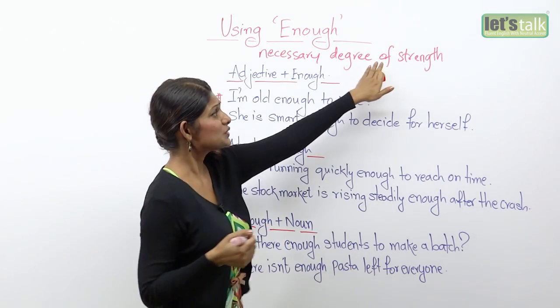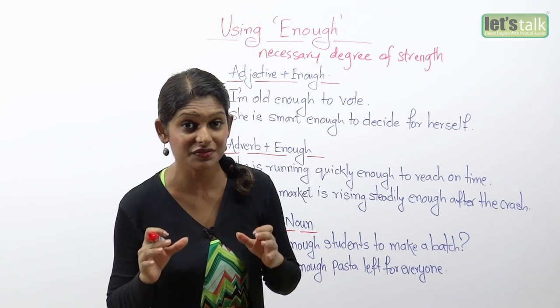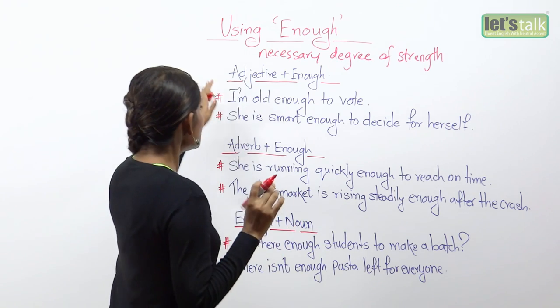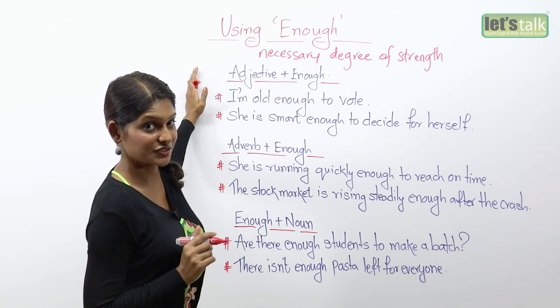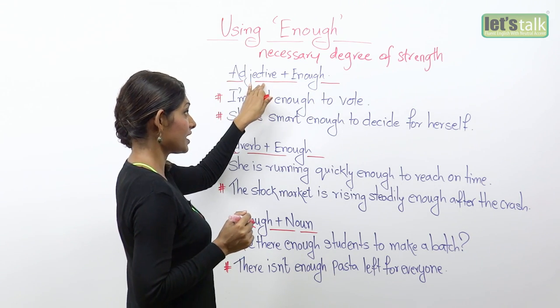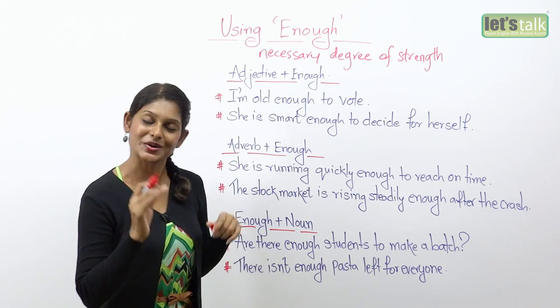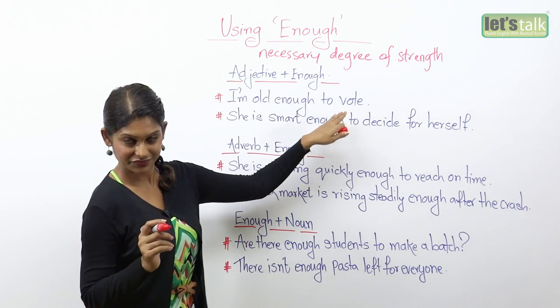So to have something as enough would mean that it is sufficient for you, or there is a necessary degree of strength. Let's look at enough with different parts of speech. Firstly, let's look at adjectives. The first thing that you need to remember is the adjective will come before enough in a sentence. Let's look at a sentence right now. I'm old enough to vote.